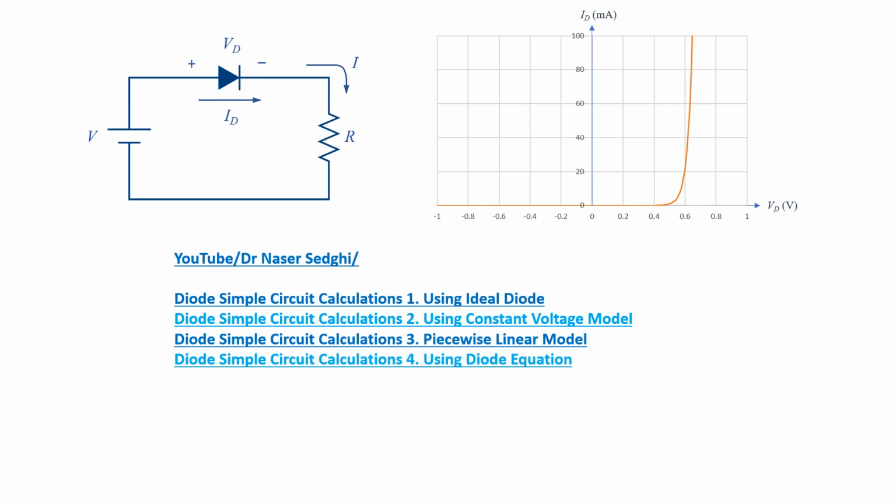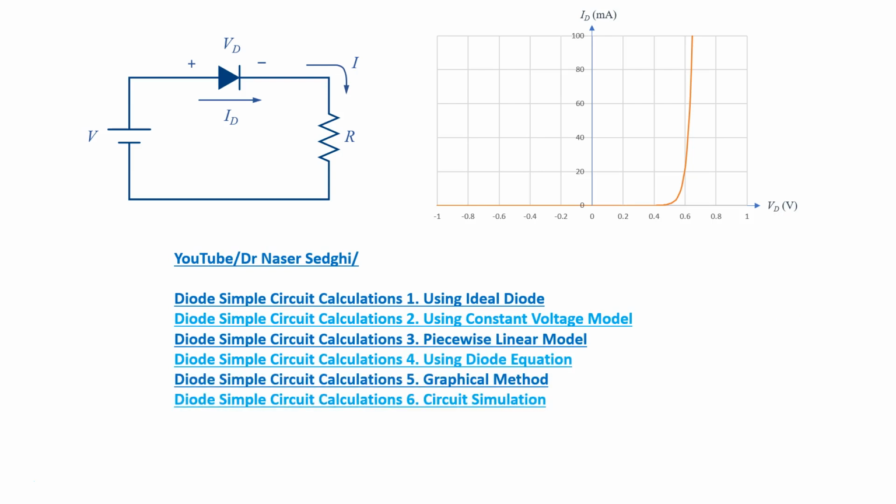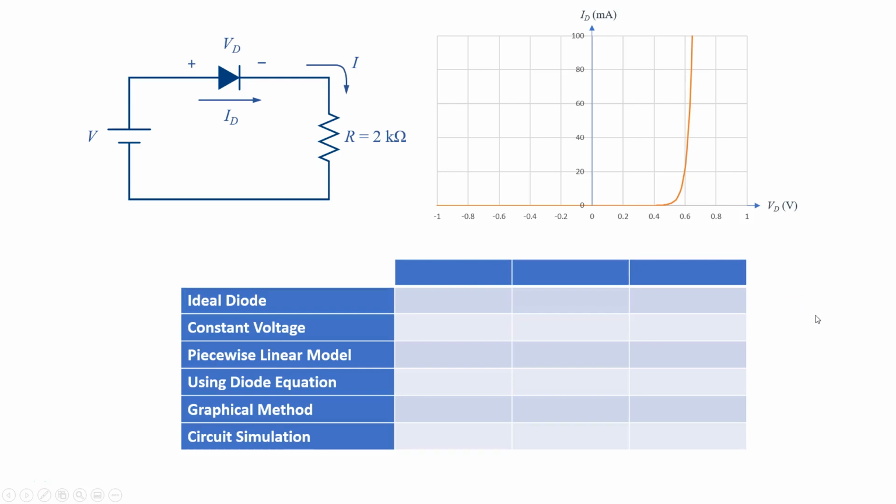In previous videos, I have shown how to use different methods to calculate the current in simple diode circuits. In this video, I will compare different methods and will explain in what situation each method can be used. For comparison, I have tried to use the same parameters for diodes in all methods as much as possible.